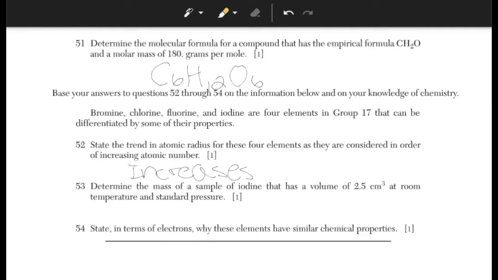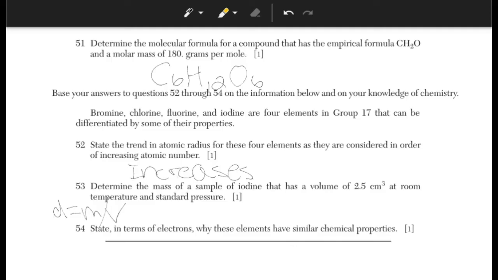Determine the mass of a sample of iodine that has a volume of 2.5 centimeters cubed at room temperature and standard pressure. If you turn to the back page of the reference table, you should look at the first formula, D is equal to m divided by V. The density of iodine according to Table S is 4.933 grams per centimeter cubed, and it says in the question that the volume would be 2.5 centimeters cubed.